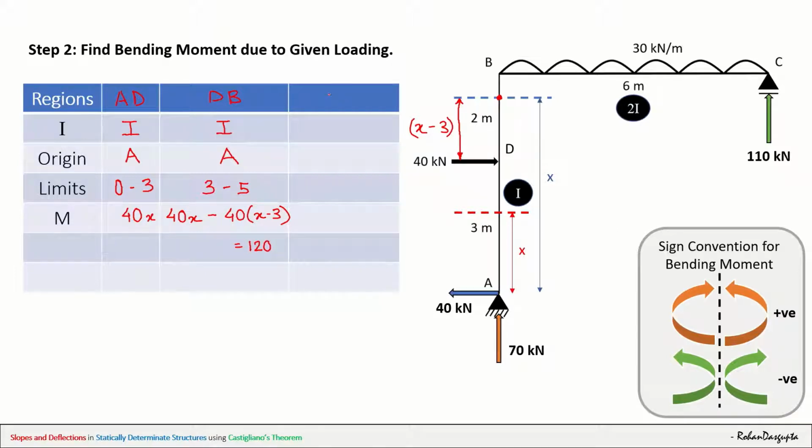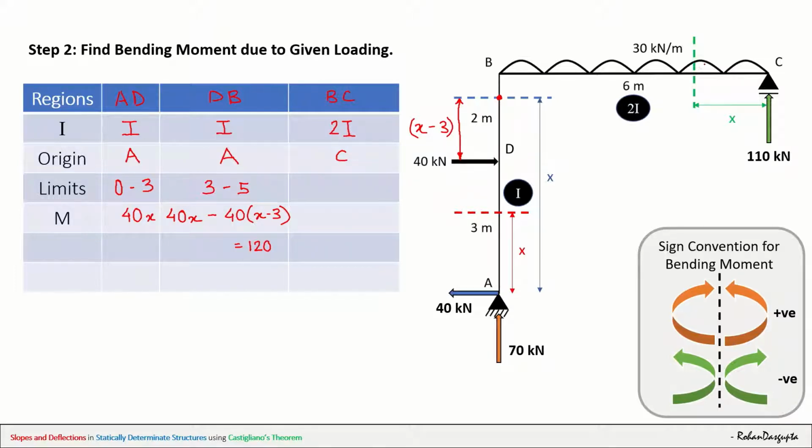The third member, let us take BC. Now I have the choice whether to take left of section or right. But if you see from left of section, there will be multiple loads. If I directly go from the right of section, there is only this point load and a part of the UDL. So let me take the section from the right. So here the origin will be C. I just forgot to write one thing here, students. The value of I here for BC is 2I. This is important.